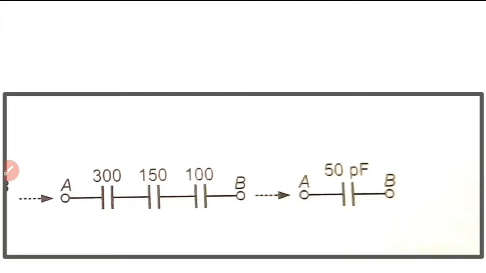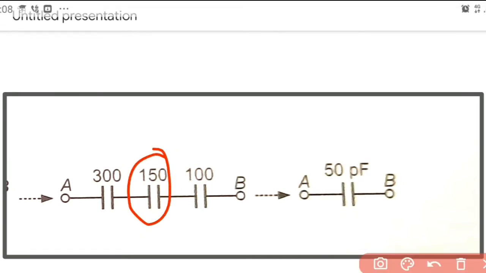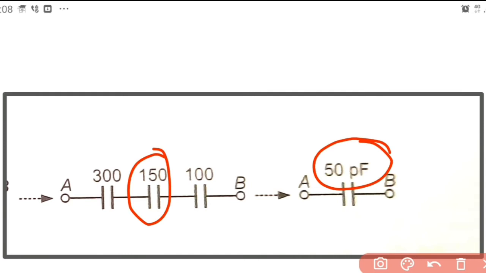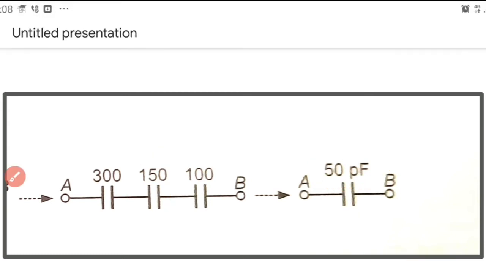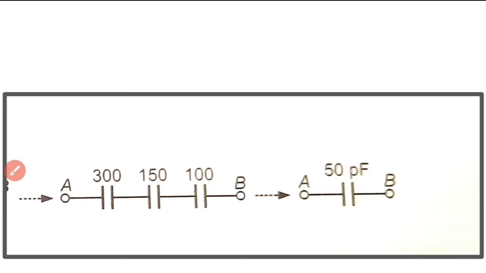Now we move on to the next step. So it becomes 300, 150 and 100 in series. Okay, this 150 is the effective of that parallel combination. So we have 300 plus 150 plus 100, and we'll get the effective capacitance to be 50 picofarad. So the final answer is 50 picofarad. I'm not showing the steps. The steps you have to write yourself.